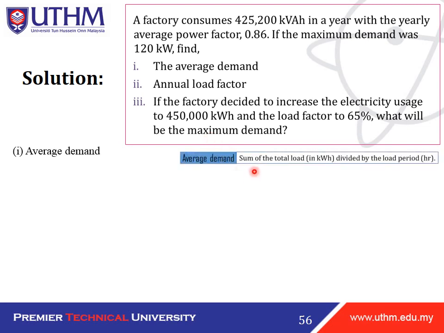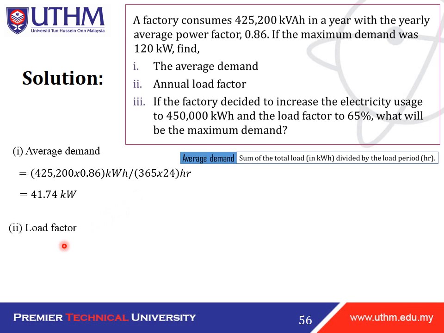So the average demand is the sum of total load in kilowatt hour divided by the load period in hour. So the sum of total load is 425 times the power factor 0.86 divided by 365 times 24 hours. So we got the answer 41.74 kilowatt hour.